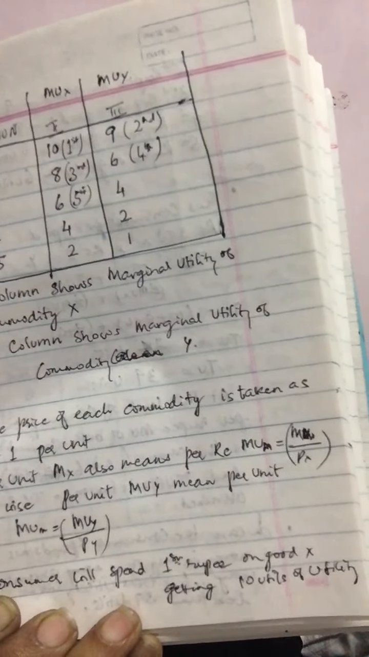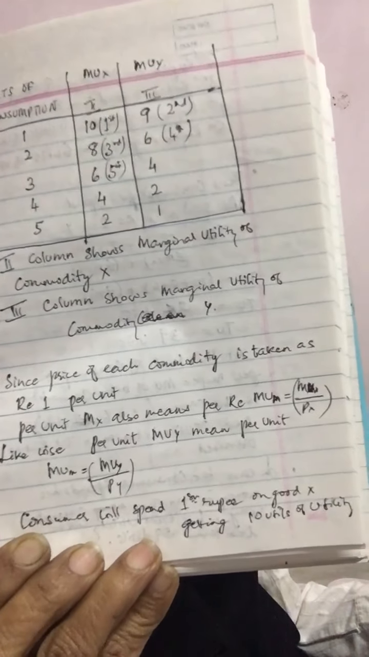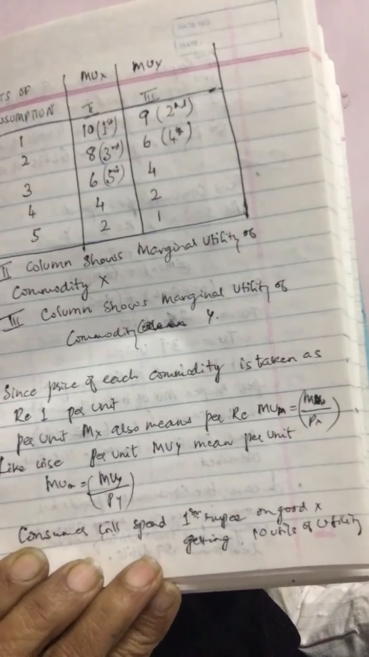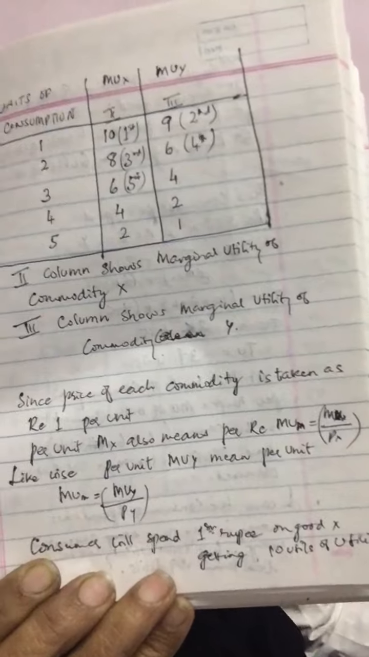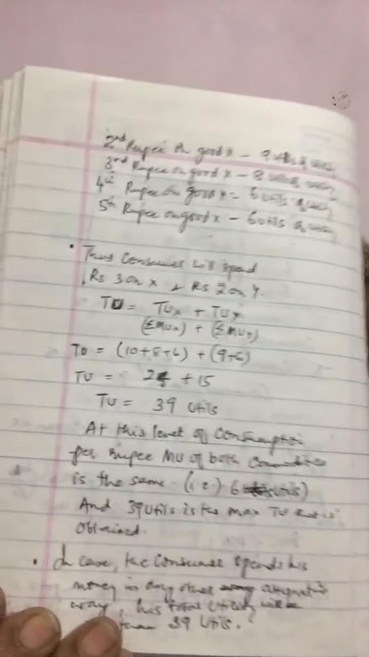We know total utility is the summation of all the marginal utilities. So we have summed it up. The marginal utility is 10 plus 8 plus 6 for X, and the total utility of Y is 9 plus 6, that is 15. So you add that up, and what you get is 39 utils. So this is how you get it.